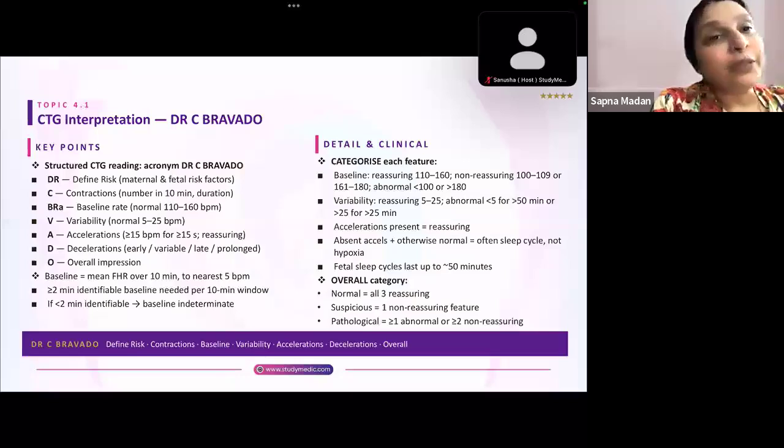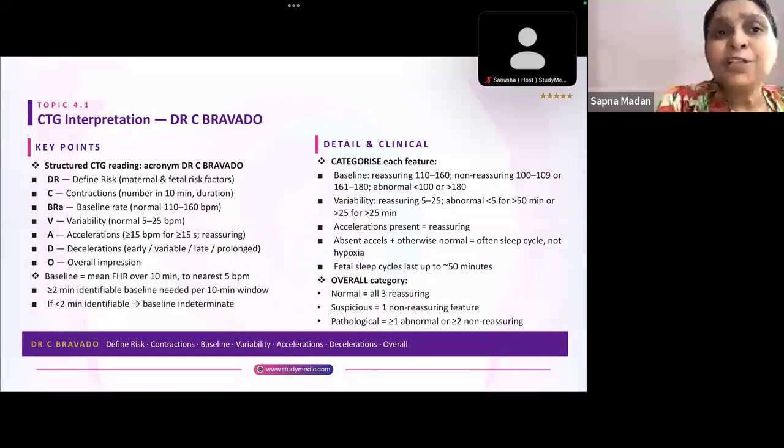About the variability, again, if it is between 5 to 25, then it is in the white category. Abnormal is less than 5 or more than 50 per minute, or pathological is more than 25 for more than 25 minutes. Accelerations, if they are present, it is reassuring. It is a good thing.